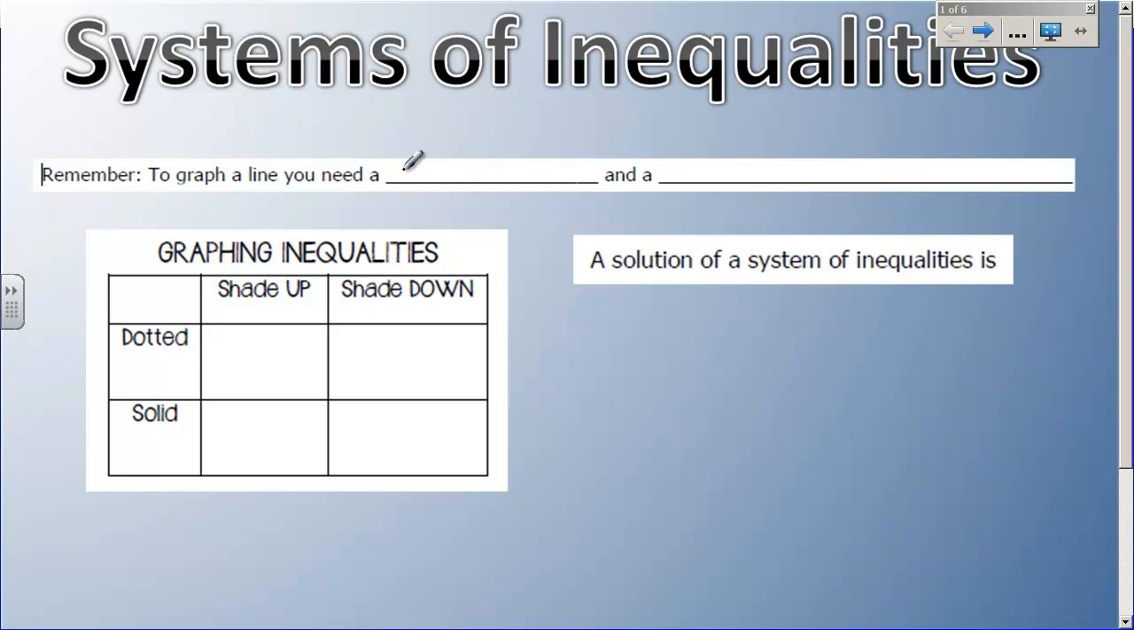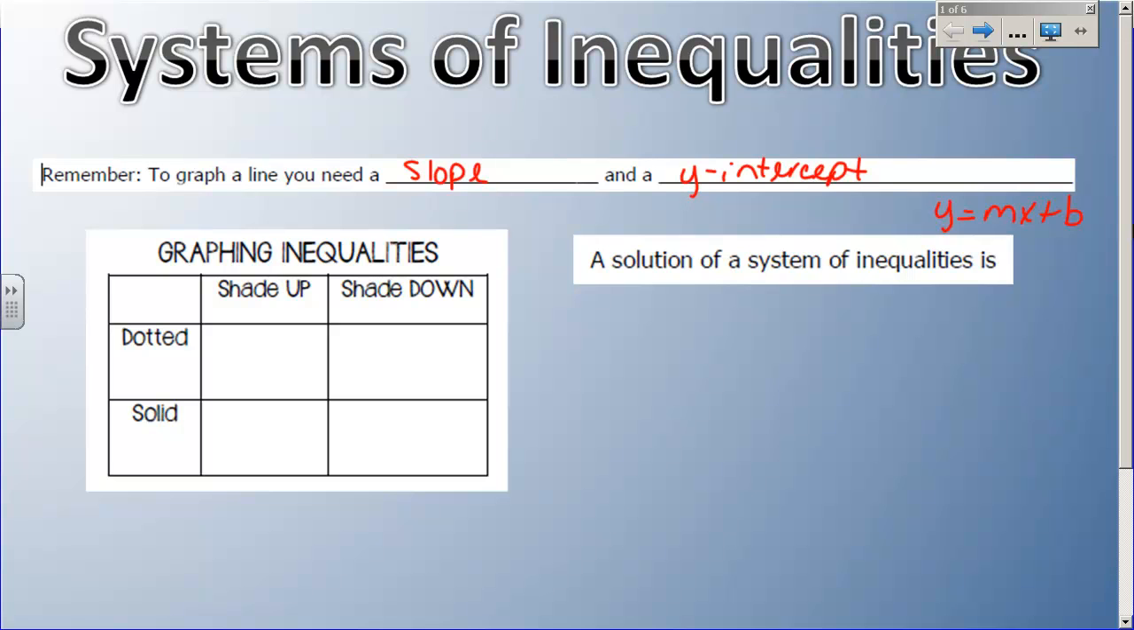Okay, in order to graph a line, you need two things. You have to have the slope and you have to have the y-intercept, which means that in order to graph, your equation needs to be in this form, y equals mx plus b, because that's slope-intercept form, and m is the slope and b is the y-intercept.